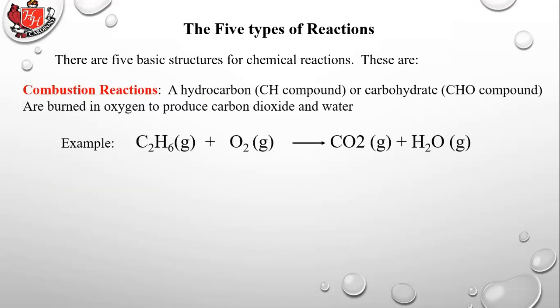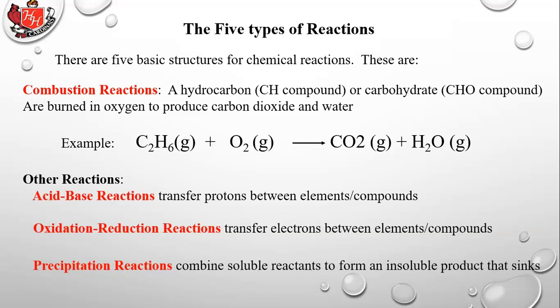And finally, the last one we've seen quite a bit, these are combustion reactions. A hydrocarbon, a CH compound, or carbohydrate, a CHO compound, is burned in oxygen to produce carbon dioxide and water. So a combustion reaction always looks exactly like this, except the hydrocarbon at the beginning will be different. There's a lot of different hydrocarbons. And it can also be used for carbohydrates. Those give energy to people and to animals.